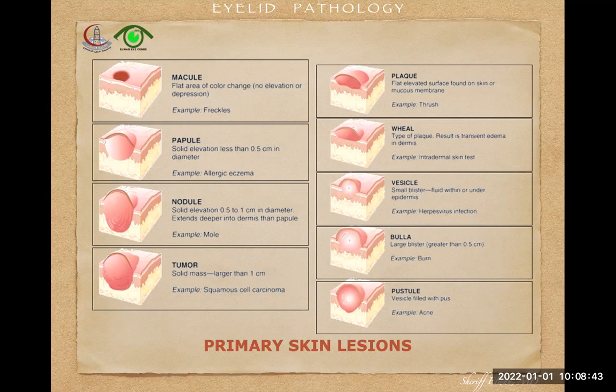And if surrounded with edema, it's called a wheal. If filled with fluid, it's called a vesicle. If bigger than 0.5 centimeter, a vesicle is called a bulla. And if it's filled with pus, it's called a pustule. And all these are the primary skin lesions.